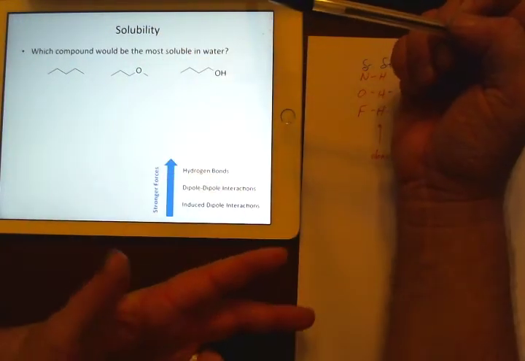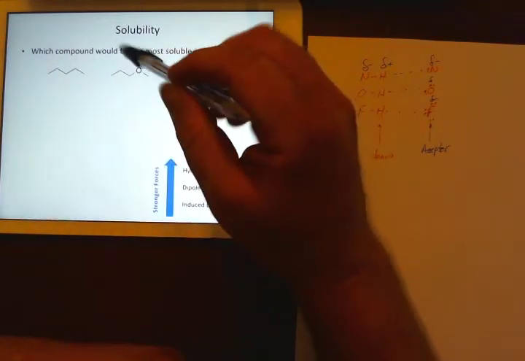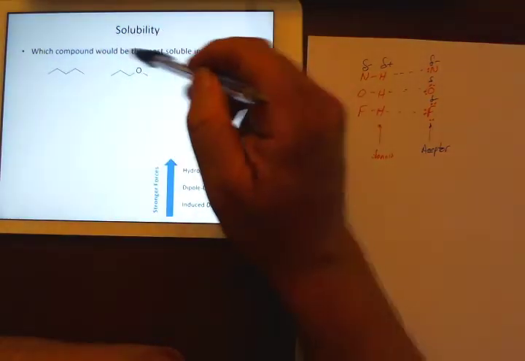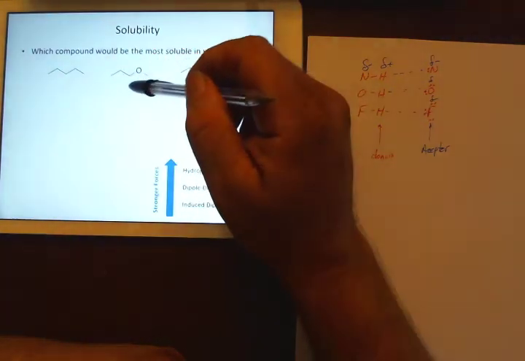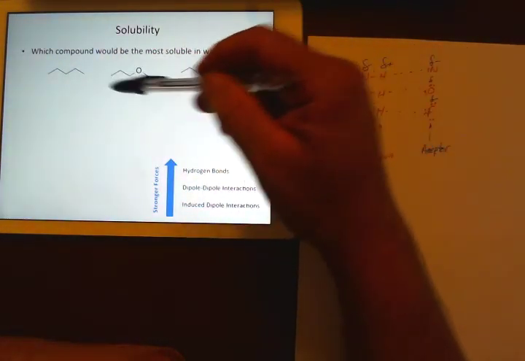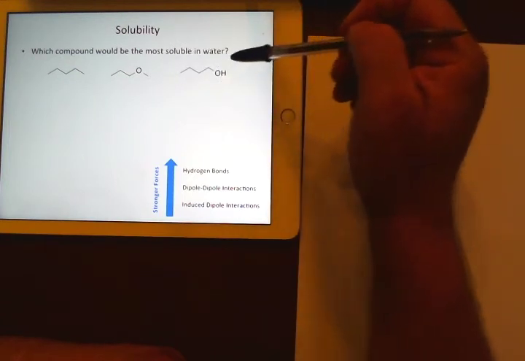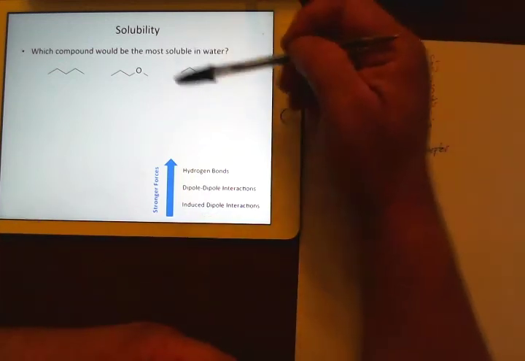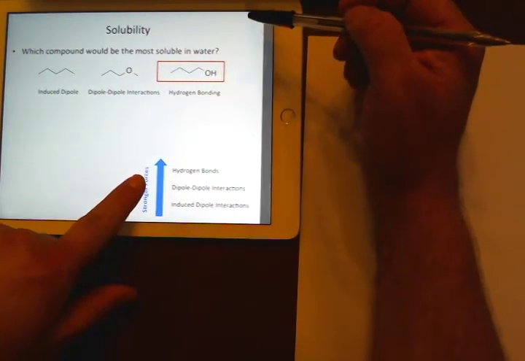You're looking for hydrogen bonds. This one here is pentane, and all that has is dispersion forces. This ether here is methyl propyl ether. It's going to have hydrogen bond acceptors, but not hydrogen bond donors, so it might be slightly soluble in water, and it has a lot of dipole-dipole interactions. Here you've got an alcohol, so you have a hydrogen bond donor and acceptor, and this is going to be the most soluble in water because you're hardly disrupting the hydrogen bonding at all.